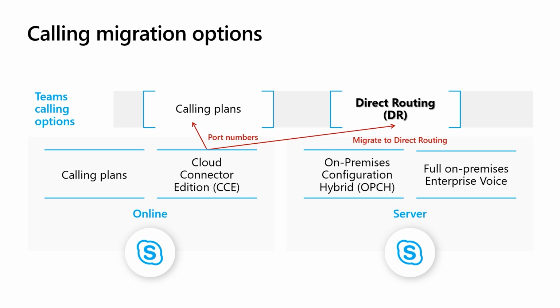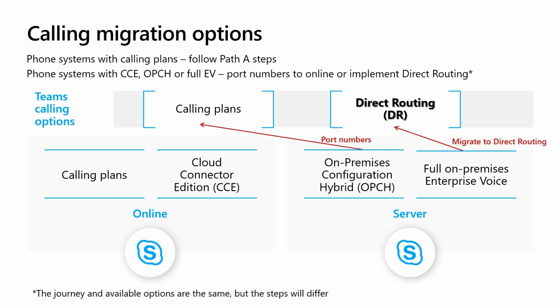If you deployed Cloud Connector Edition, you could port the numbers to Microsoft Calling Plan or migrate to direct routing. Cloud Connector Edition was offered by several of our partners. It's a virtualized platform, and it usually came with a session border controller already. You could work with that vendor to use this session border controller to establish a direct routing trunk to Teams and migrate the users. From an on-premises environment, exactly the same two options are available.